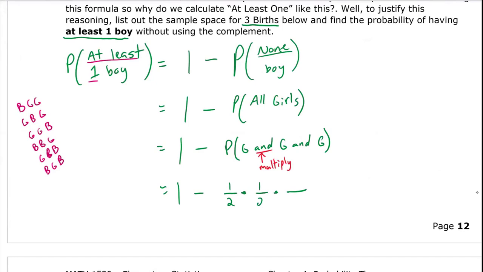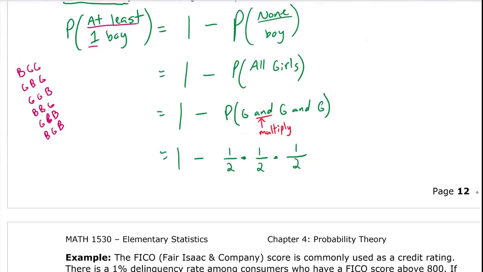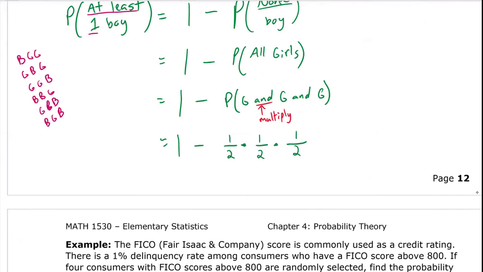So they're all independent trials, so you'll have the same probability of having a girl each time. You either have a girl or a boy, so it's a 1 out of 2 chance to have a girl. So first girl, second girl, third girl. That's no boys right there, which if you multiply those 3 together, you'll get 1 over 8.